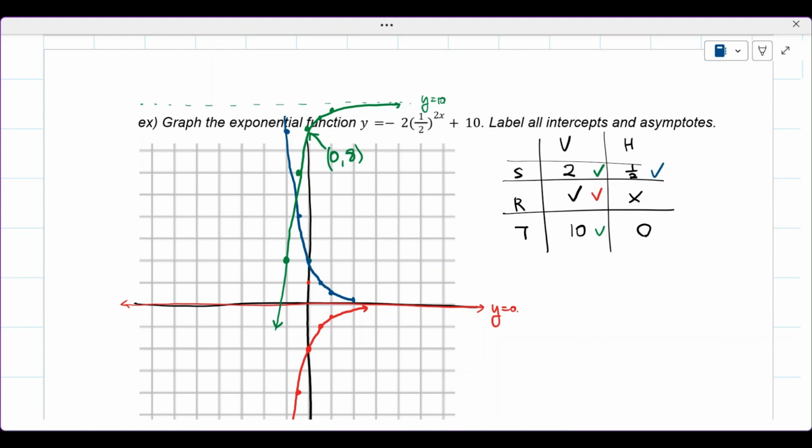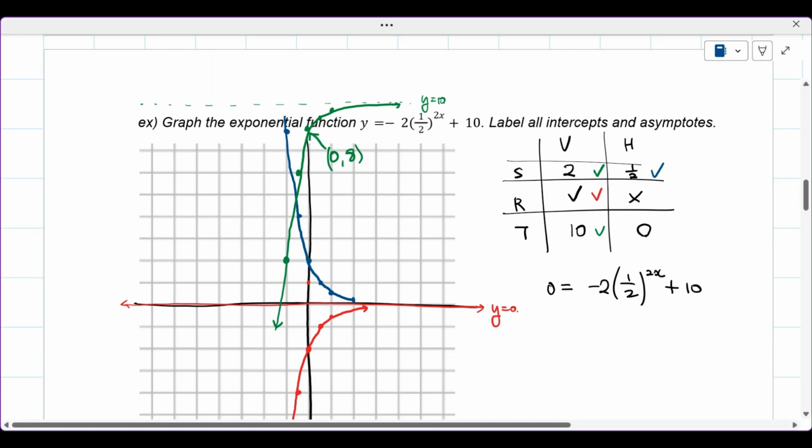Now we don't have the horizontal intercept, so let's try to quickly find that. How do you find the x-intercept? Well, it simply means that the y value is equal to 0, right? So let's solve this equation. I'm kind of touching on the next section anyways, but it's okay. So I think I can do minus 10 on both sides. I can divide by 5, divide by negative 2 on both sides.